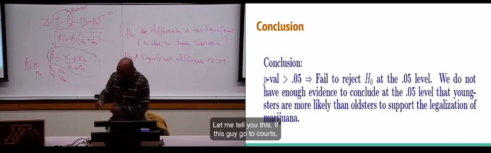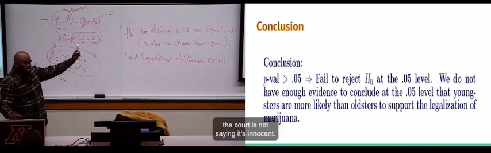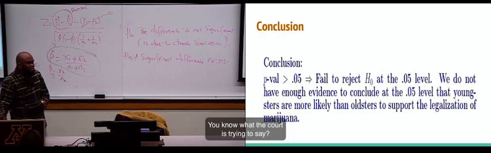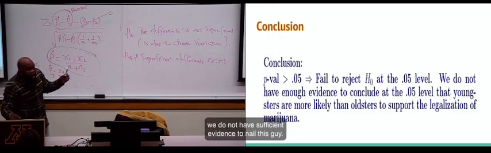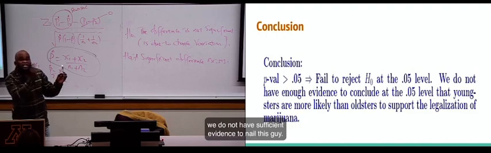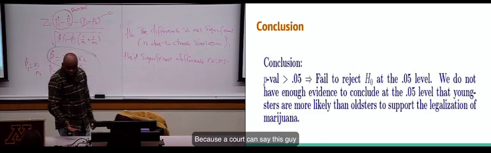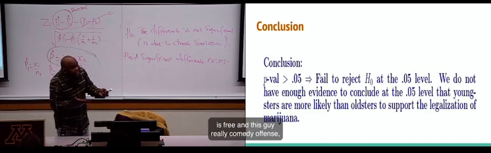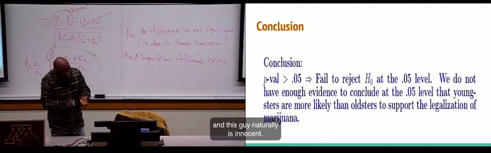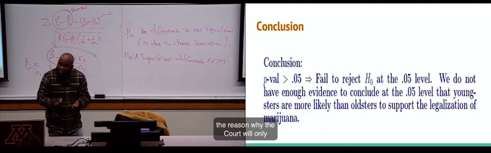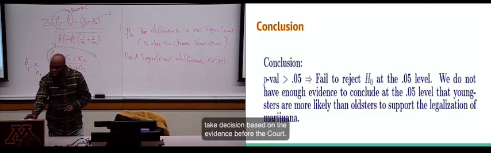Let me tell you this. If this guy goes to court and they charge him and accuse him, the court is not saying he's innocent. You know what the court is trying to say? The court is trying to tell the world we do not have sufficient evidence to nail this guy. That's what it means. Does that make sense? Because a court can say this guy is free and this guy really committed the offense. A court can put this guy in jail and this guy is naturally innocent. It's possible. And that is the reason why the court will only take a decision based on the evidence before the court. Does that make sense?